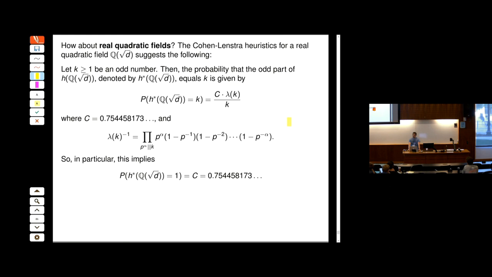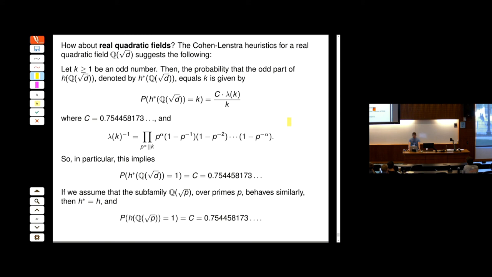Okay? But it turns out that, if you assume that the real quadratic fields with prime discriminant, or just the square root of p, behave like the whole family, which you might disagree with, since this is a very special subfamily, we might not see exactly the same. It looks like they follow sort of the same pattern. So let's assume that the same heuristic applies to just the subfamily of Q adjoin the square root of a prime. In there, you can actually show that h star equals h. The class number is odd, so it doesn't matter what happens with the even part of the class number. So that heuristic tells you that the class number of the real quadratic field with the square root of p should be 1 about 75% of the time.